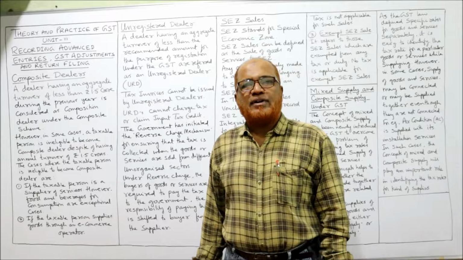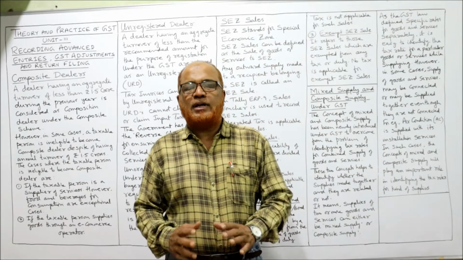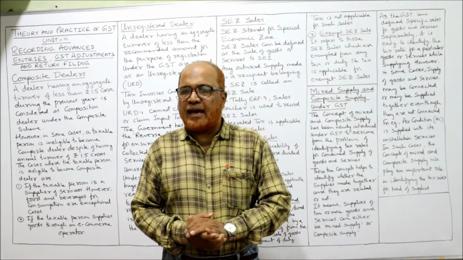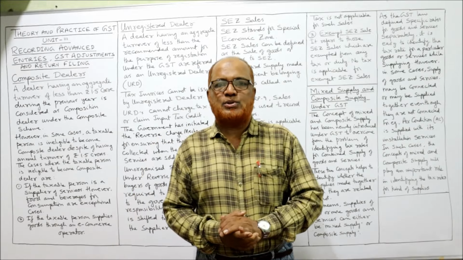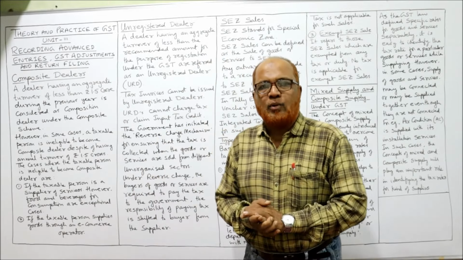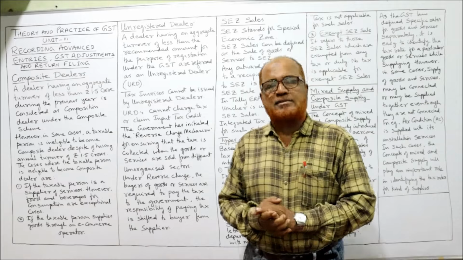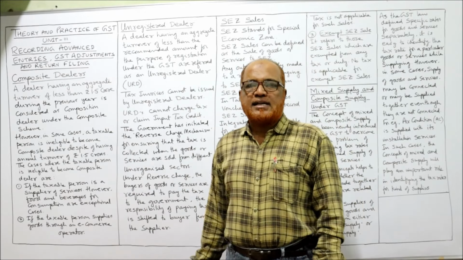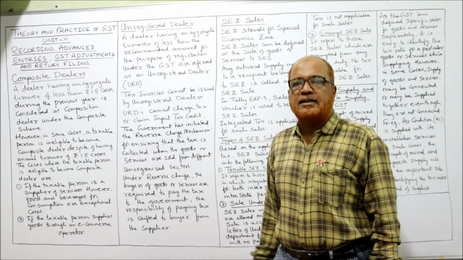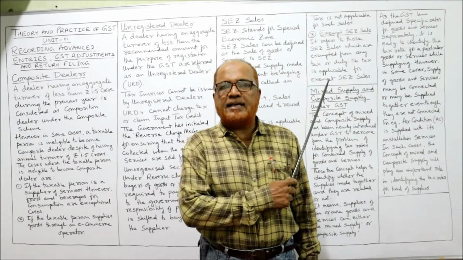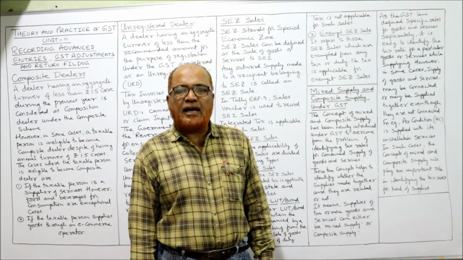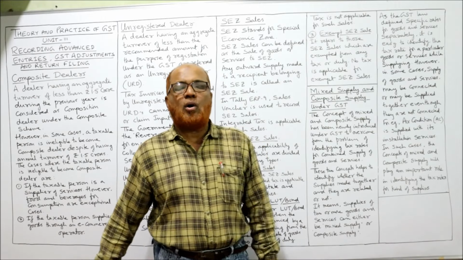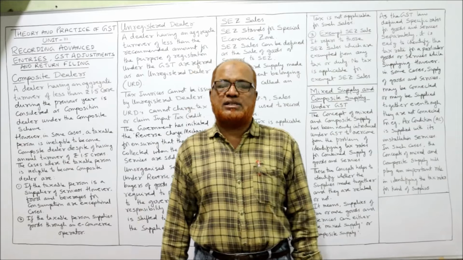So in the last video I explained the accounting for GST transactions, exports and imports. Now in this video I am going to explain four topics. The first topic is composite dealer. The second topic is unregistered dealer. The third topic is SEZ sales. And the last one is mixed and composite supply under GST.